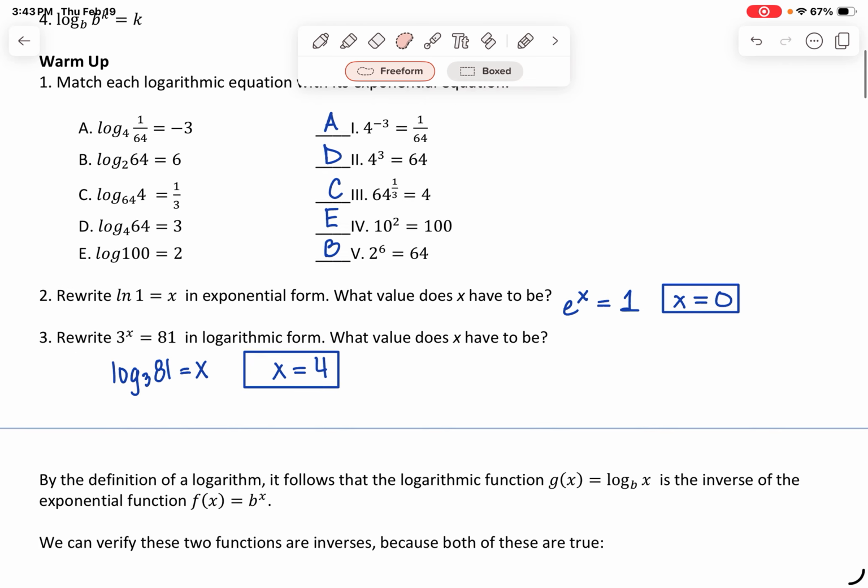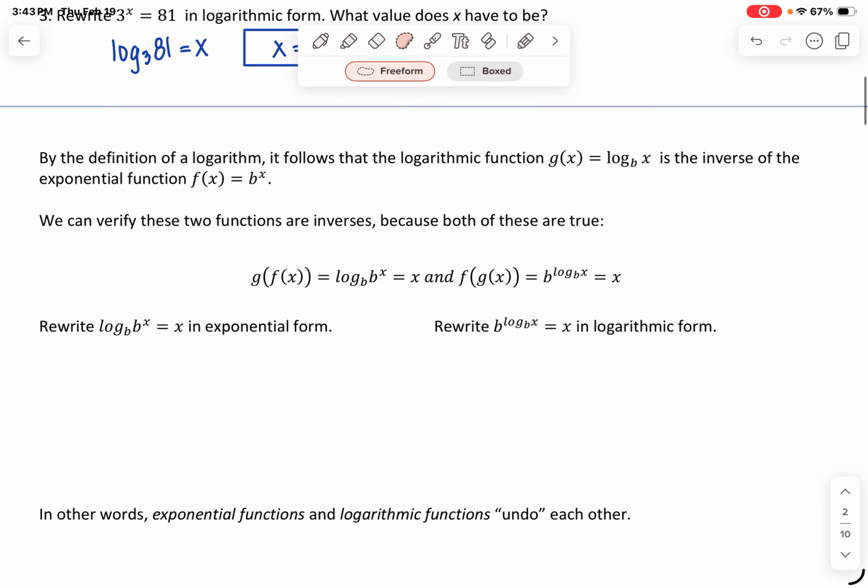So it says here, by the definition of a logarithm, it follows that a logarithmic function g of x equals log base b of x is the inverse of the exponential function f of x equals b to the x. What's important to know here is that logarithmic functions and exponential functions are inverses of each other. So it's just like addition and subtraction, multiplication and division.